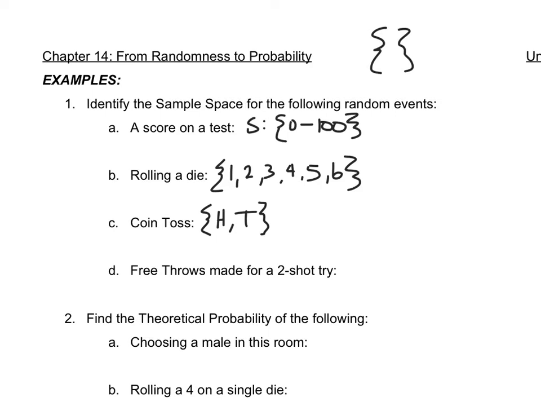All right. Sample space for free throws made for a 2-shot try. So I'm at the free throw line, shooting 2 shots. What are the possible outcomes that could happen? Well, I could make 0 of them, I could make 1 out of 2, or I could make 2 out of 2. So that is the sample space for the free throws. This gives you an idea of how to find the sample space of probabilities.